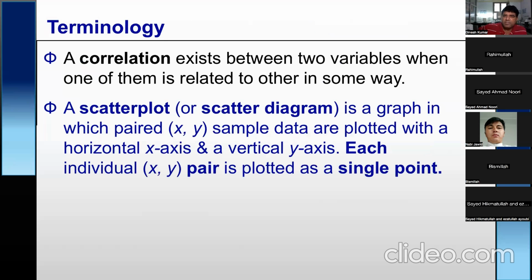A correlation exists between two variables when one of them is related to the other in some way. This is the definition of correlation. Then a scatter plot or a scatter diagram is a graph in which paired sample data are plotted. Plotted means the data is put on the graph with a horizontal x-axis and a vertical y-axis. Each individual pair is plotted as a single point. You know it better than me because your algebra should be good.